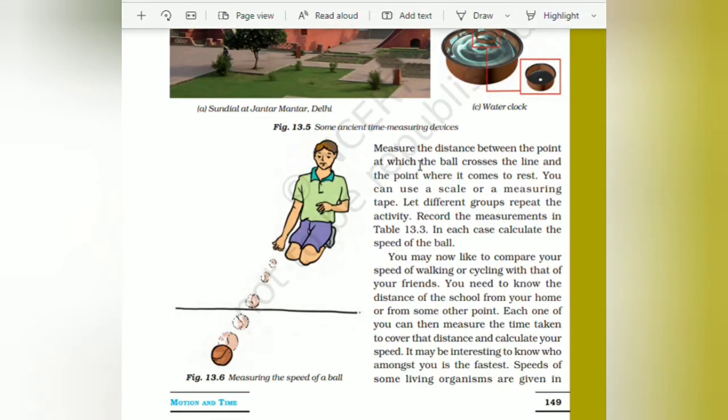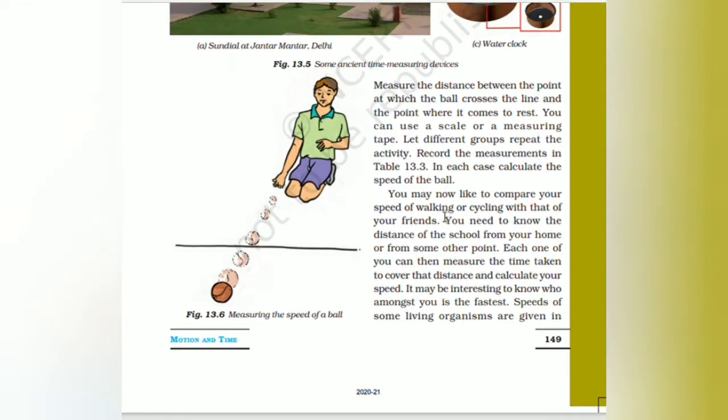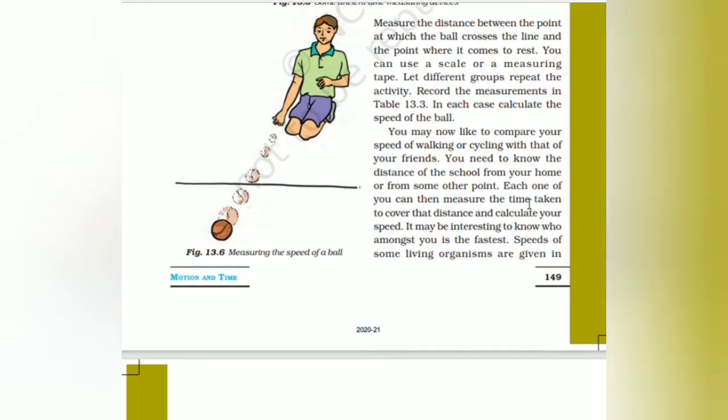Measure the distance between the point at which the ball crosses the line and the point where it comes to rest. You can use a scale or a measuring tape. Now ask different groups to repeat the activity. You may now like to compare your speed of walking or cycling with that of your friends. You need to know the distance of the school from your home or from some other point. Each one of you can then measure the time taken to cover the distance and also calculate your speed.